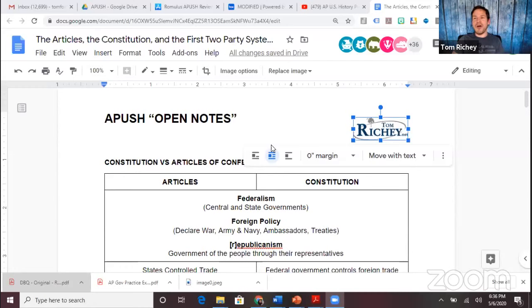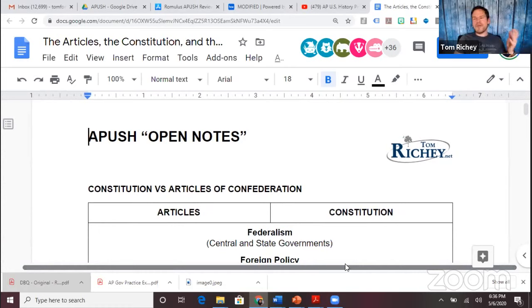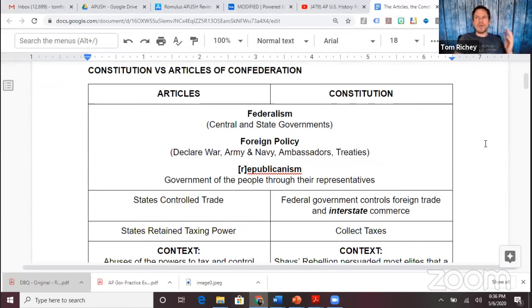Okay, so a few things that we want to get into first of all. We want to think about the Articles of Confederation and the Constitution. Now, a tip here is if you're deciding to use notes on your APUSH exam, I would typically not recommend a lot of narrative in your notes. I would not recommend paragraphs and that sort of thing. I would recommend things that are going to be queued up here.